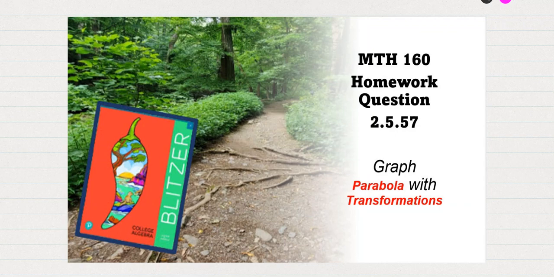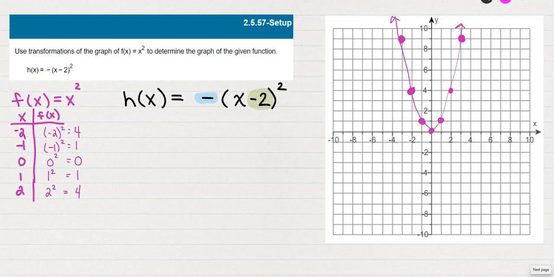In this video, I'll walk through the process of using transformations to graph a parabola. Here's the problem. It said use transformations of the graph f of x equals x squared to determine the graph of the given function h of x equals the opposite of x minus 2 quantity squared. Notice that the negative, the opposite, is outside the parenthesis.